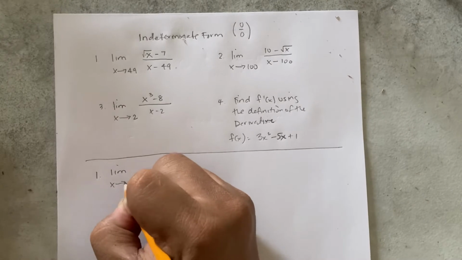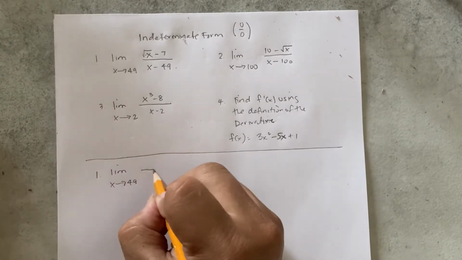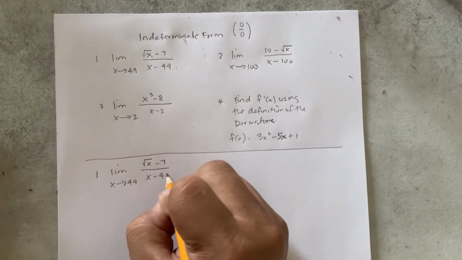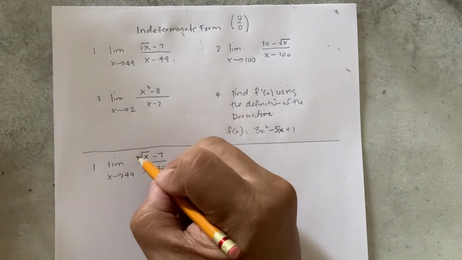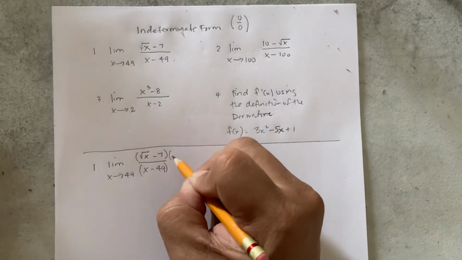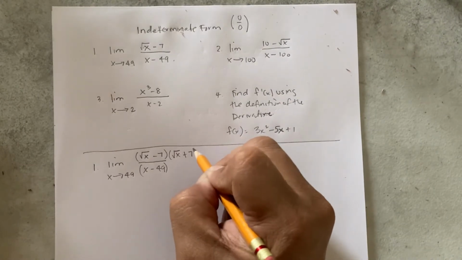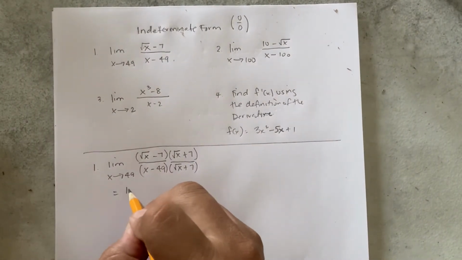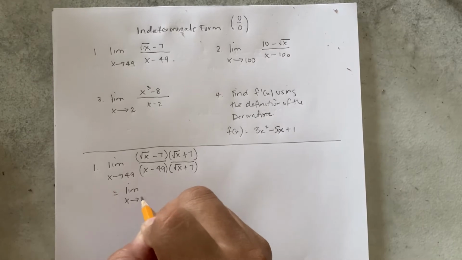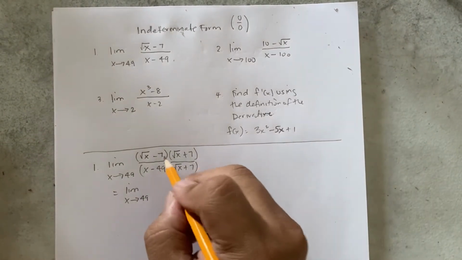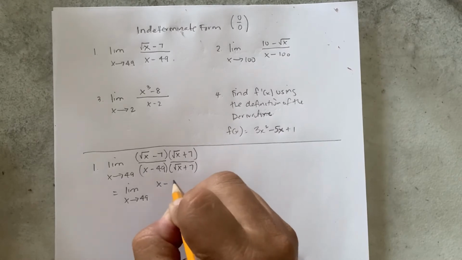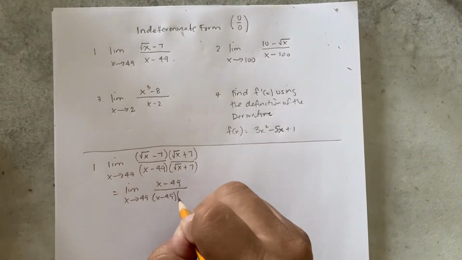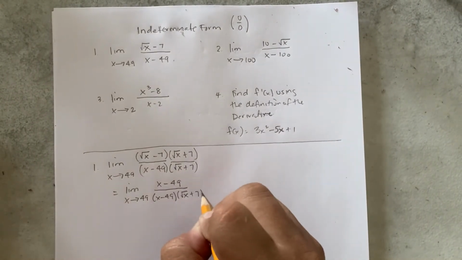The limit as x approaches 49 of the function square root of x minus 7 over x minus 49. What you want to do is take the conjugate of the top and bottom, the numerator and the denominator. So I'm going to do that. For notation purposes, follow through on the limit and everything. Top and bottom, this is a difference of squares, x minus 49. At the bottom, x minus 49 times the quantity square root of x plus 7.